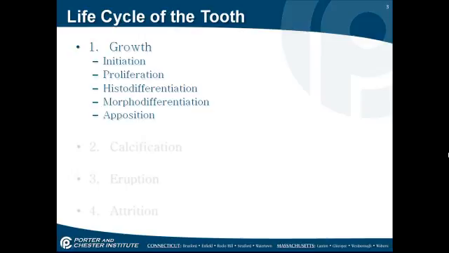The life cycle of the tooth starts with the growth of the tooth: the initiation, proliferation, histodifferentiation, morphodifferentiation, and apposition. Those are the different stages as the tooth itself forms and begins to look somewhat like the previous slide. The next phase is calcification, and that's when it starts to harden so that it's hard enough for use, for chewing. Eruption is when it comes from within the bone and actually erupts into the mouth for function. And attrition is the last stage. That's when the teeth have been in the mouth for many years and they start to wear, just from being worn out from being used so much.